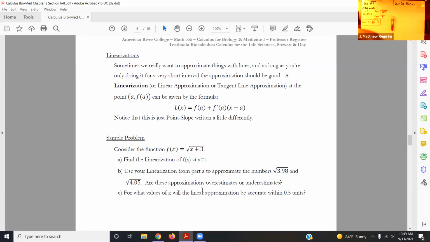It says, use your linearization from part A to approximate the square root of 3.98 and the square root of 4.05. Are these approximations overestimates or underestimates? And so what this is asking us to figure out is what the square root of 3.98 is if we were to just use the approximation we just created, just using our linearization. And so for part 2, let's do the square root of 3.98 first.